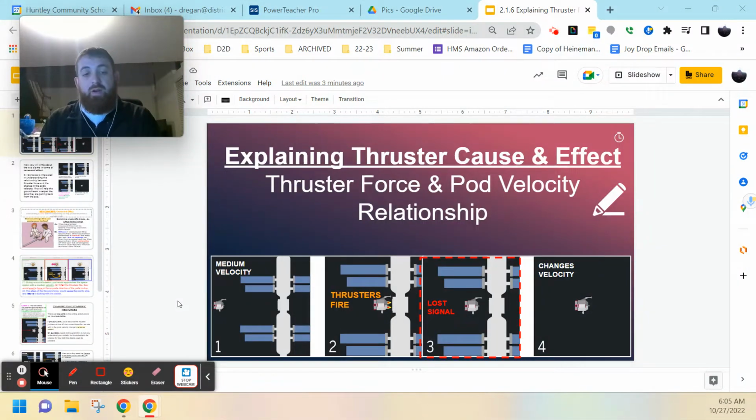Hey everyone, Mr. Regan here, and today we're going to be looking at how we're going to be explaining the thruster cause and effect that we see with our pod's velocity change. Good explanations to go with our models for how the claims for our pod could be true.